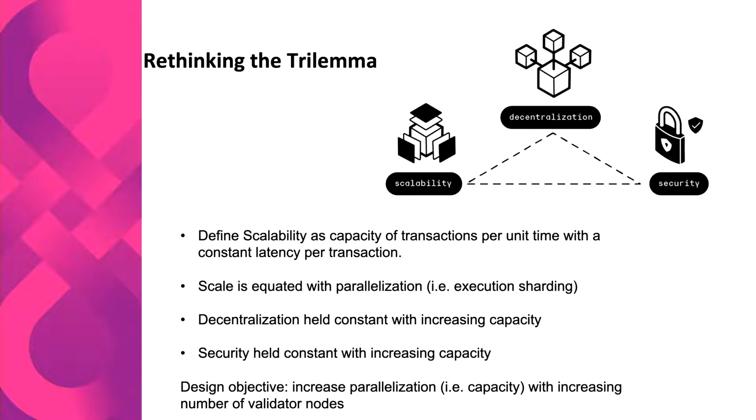What we're doing is saying we want to rethink this specific thing. And what we're doing is looking at scalability from the point of view of capacity. And what I mean by that is the number of transactions that can go through the chain at any time goes up with the number of nodes that are operating the chain.